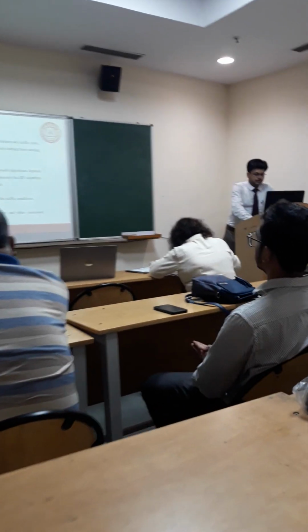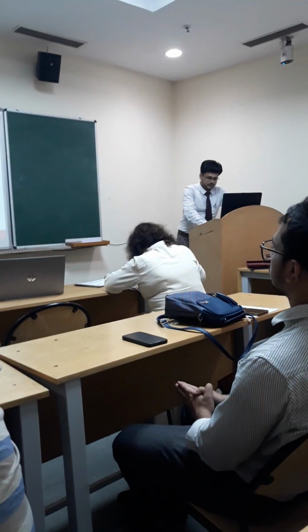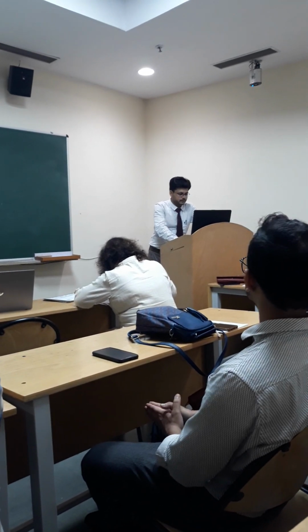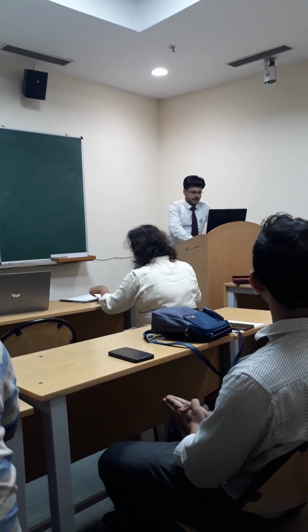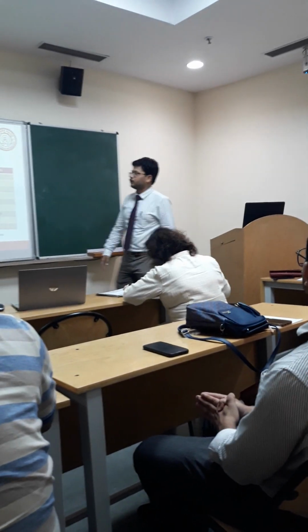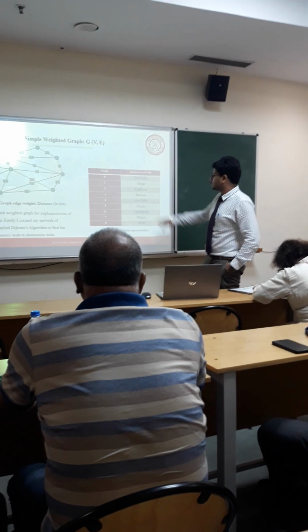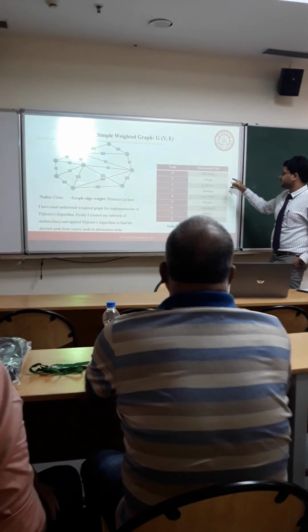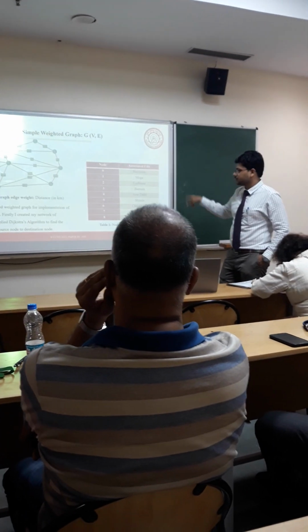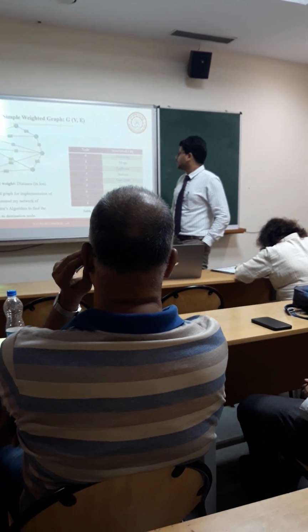So basically, there were existing problems. It is a simple weighted graph. This is the graph which I have worked upon. I made this graph, and you can see the nodes. Node 0 represents Bathinda, node 1 Mopa. It is based on Punjab only.